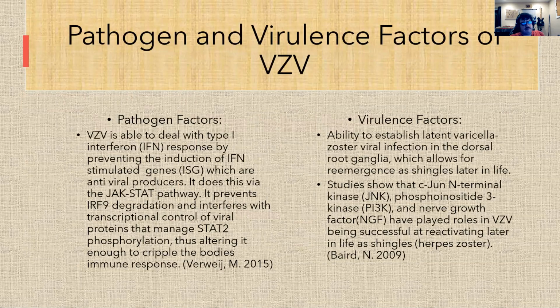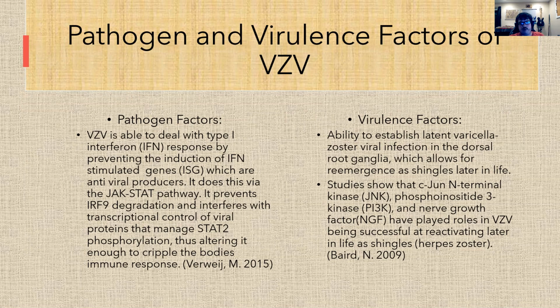Pathogen and virulence factors for VZV. VZV is able to deal with the immune system's response by dealing with the type 1 interferon response. It prevents the induction of the interferon stimulated genes, which are ISGs, which are these antiviral producers. It does this through the JAK-STAT pathway. It prevents IRF9 degradation and interferes with transcriptional control of viral proteins that manage STAT2 phosphorylation, which just inhibits the body's ability to produce the viral proteins it needs to fight off infection.